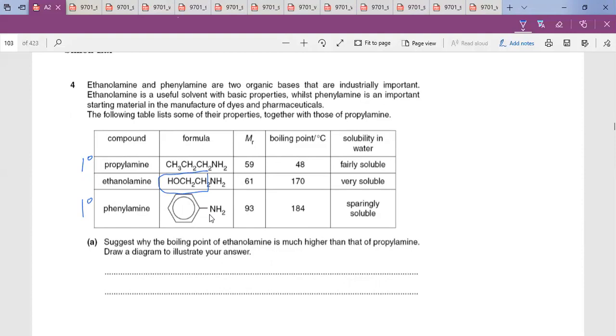Don't care how you get it. So it's called ethanolamine. There are 2 functional groups here: an amine group and your alcohol group, a primary alcohol.